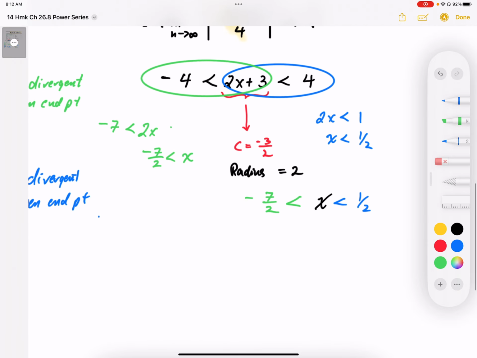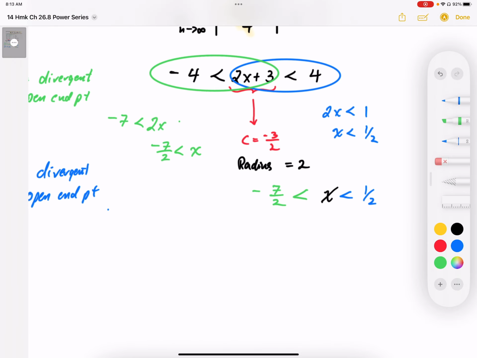So my interval is going to be from -7/2 to 1/2. They're open endpoints. So we can write it like this: -7/2 to 1/2, and those are both open endpoints.